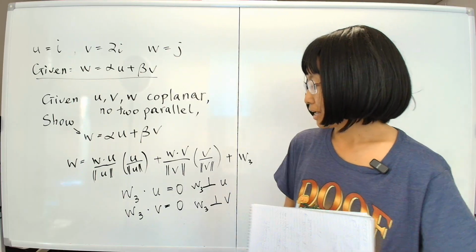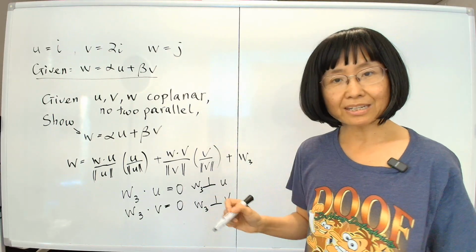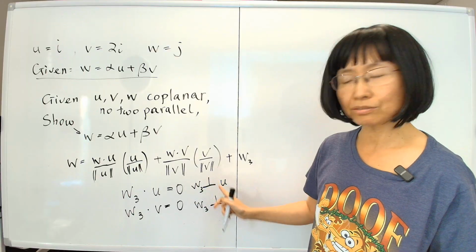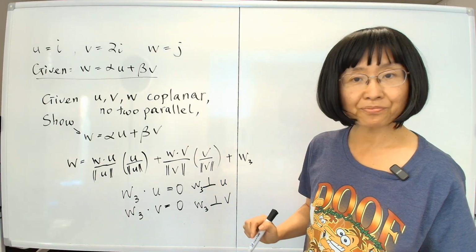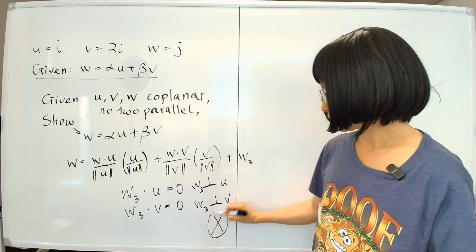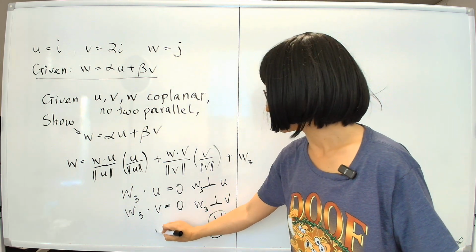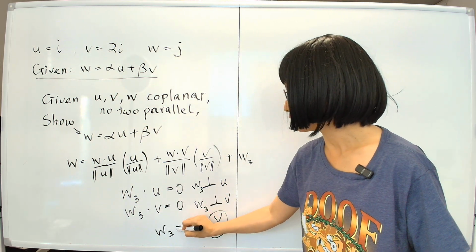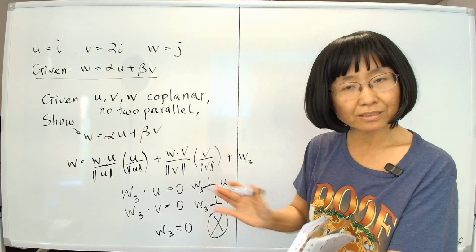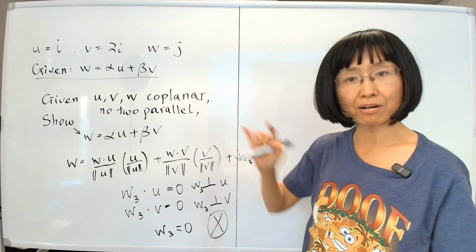And remember, they are all on the same plane. Now in Euclidean geometry, if a line is perpendicular to two lines that are not parallel, that line doesn't exist. Okay, so this is called a contradiction, and therefore W3 has to be 0. That's the only way this can exist. If it's not 0, then it's a vector that's perpendicular to two non-parallel lines, and that's not possible in Euclidean geometry because right now we're on the same plane.